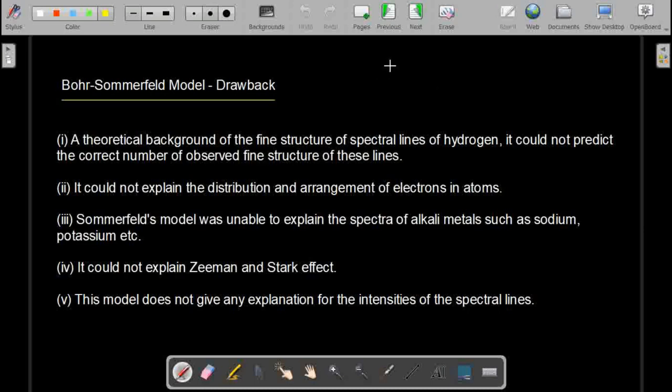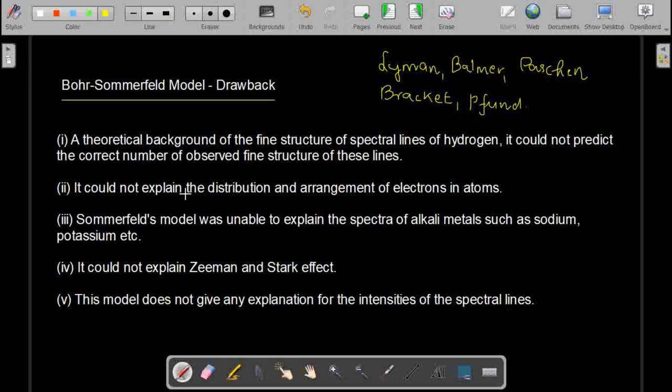This means that we are talking about these lines, Lyman, and you might have studied in your lower classes Balmer, Paschen, Brackett, and Pfund, right? So this is Lyman, Balmer, Paschen, Brackett, and Pfund. Now the fine structure of these lines could not be explained clearly by the Bohr-Sommerfeld model, and that is actually a very important drawback.